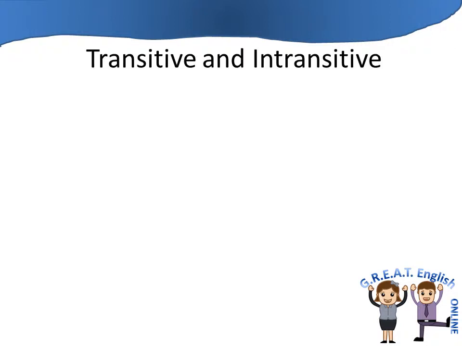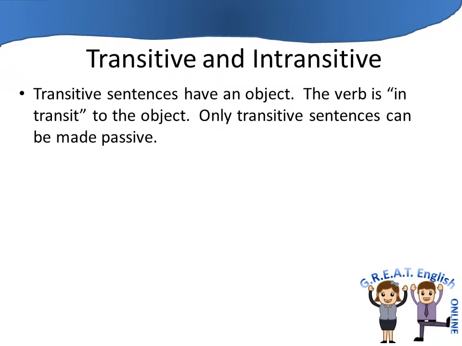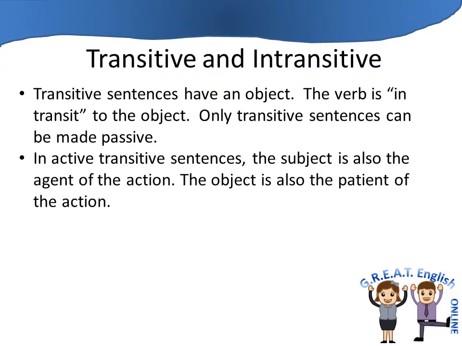So let's talk about transitive and intransitive, because this is very important when talking about transforming active sentences into passive sentences. Transitive sentences have an object. The verb is in transit to the object. Do you see the word transit here in this? The verb is in transit to the object. And only transitive sentences can be made passive. Intransitive sentences, which do not have an object, cannot be made passive.